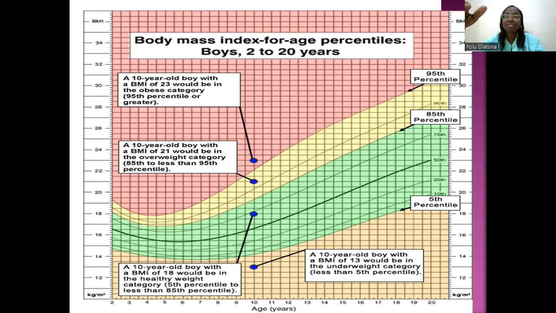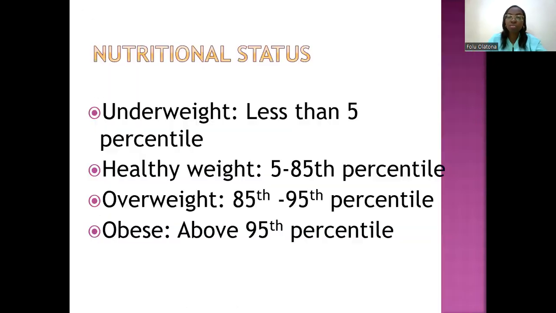So this chart is for demonstration, for us to know that you cannot just conclude without checking with the age, BMI and age. Underweight, less than 50th percentile. Overweight, this is for adults now.